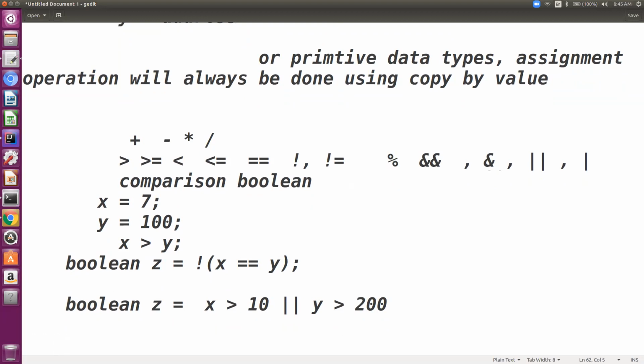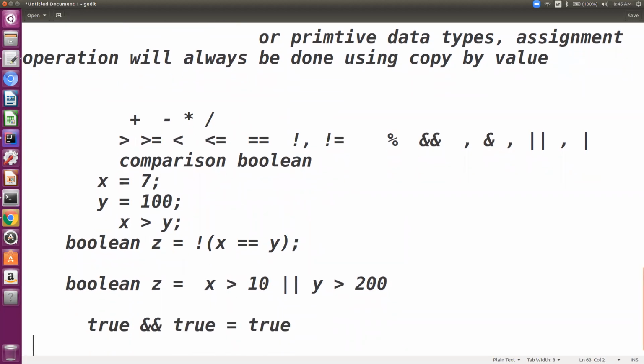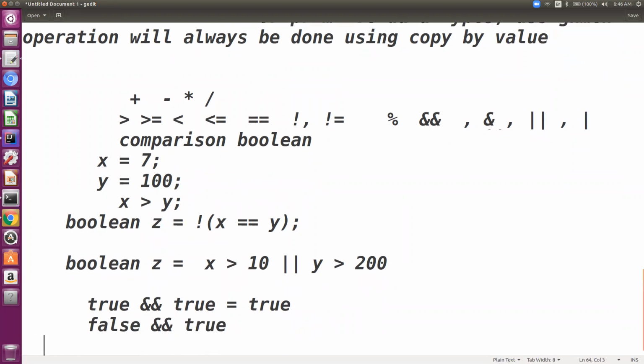Both must be false, then only the OR condition will become false. In case of the AND operator, as is obvious, unless both the operands are true, the answer is not true. If either is false, the answer is false.